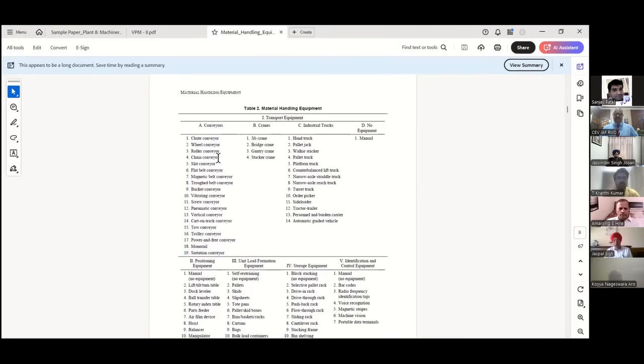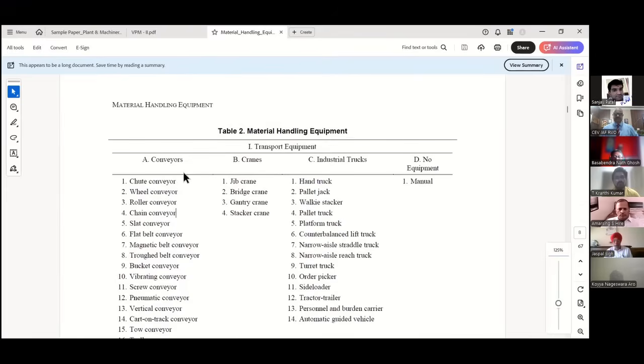Please zoom in, sir. Readable? Yes, sir. Okay.